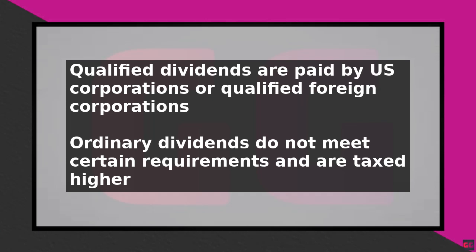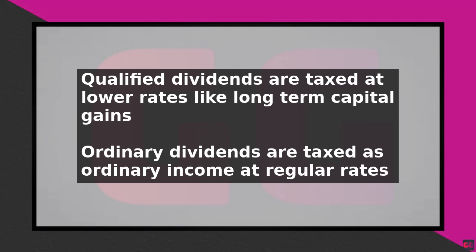Qualified dividends are dividends paid by a U.S. corporation or a qualified foreign corporation that meet certain requirements, such as being held for a minimum period of time. Ordinary dividends, on the other hand, do not meet these requirements and are taxed at a higher rate.